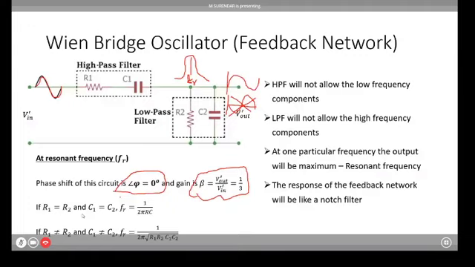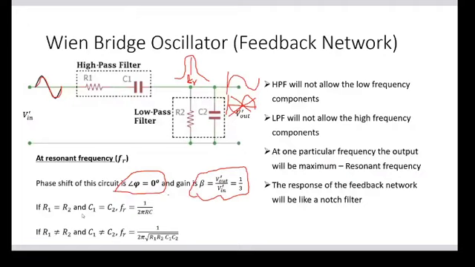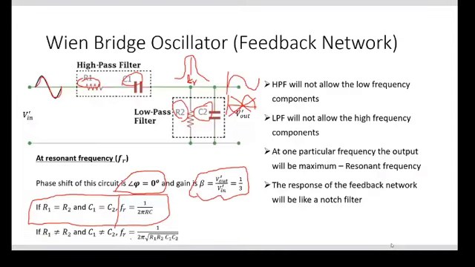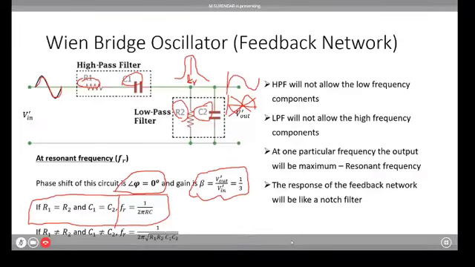At the resonant frequency, if the resistor R1 is equal to R2, and C1 is equal to C2, then we have the resonant frequency formula FR is equal to 1/2 pi RC. In case R1 is not equal to R2 and C1 is not equal to C2, then the resonant frequency is given by 1/(2 pi times the square root of R1 R2 C1 C2). If I put R1 equal to R2 in this equation, you will directly get the resonant frequency expression here.